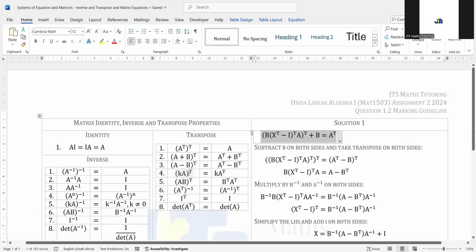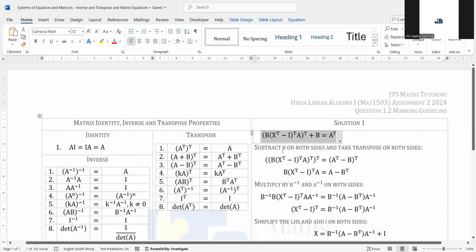Now, you take the transpose of a matrix that has been multiplied by a scalar, it is just as good as multiplying that very same transpose by the scalar. You take the transpose of a product of matrices, it is just as good as taking the product of the individual transposes, but in reverse order. The inverse of the transpose of a matrix is just as good as the transpose of the inverse of that matrix. The transpose of an identity matrix is the identity matrix. The determinant of the transpose of a matrix is equal to the determinant of that matrix.